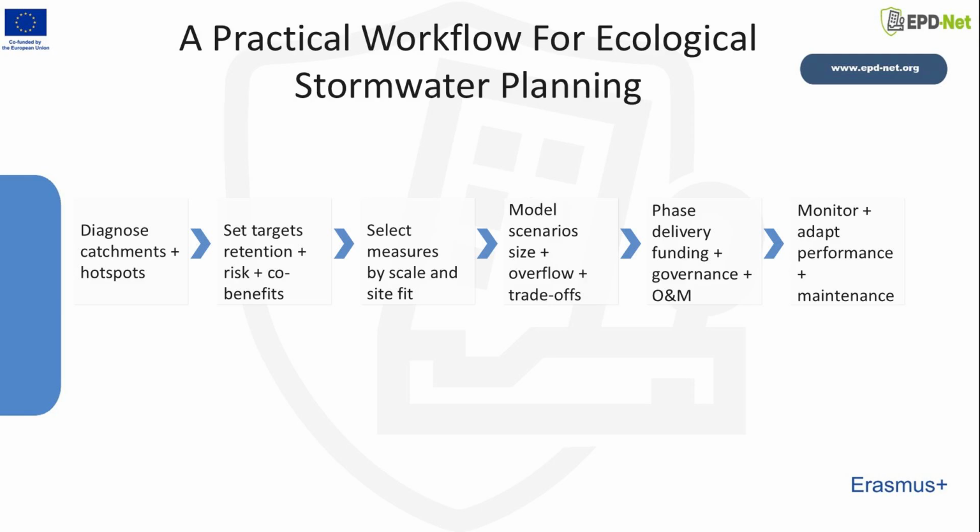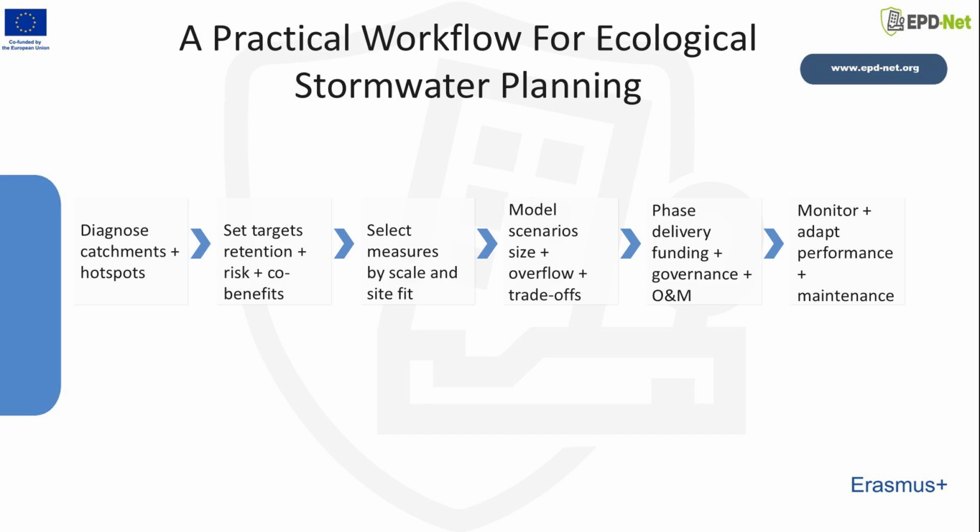This slide turns theory into a practical workflow that planning teams can follow. The first step is diagnosis, including catchments and hotspots. The second step is to set targets related to retention, risk reduction, and co-benefits. The third step is to select measures according to scale and site fit. The fourth step is to model scenarios in order to compare size, overflow behavior, and trade-offs. The fifth step is to phase delivery, which involves funding, governance, and operations and maintenance. The final step is to monitor and adapt performance over time.